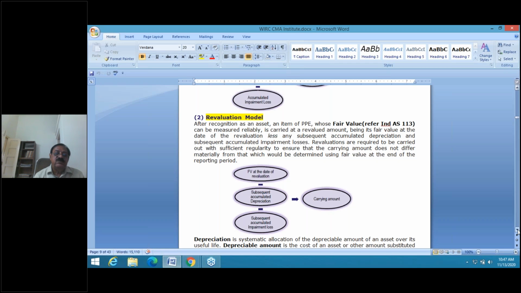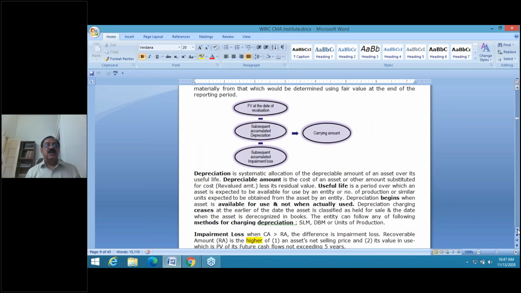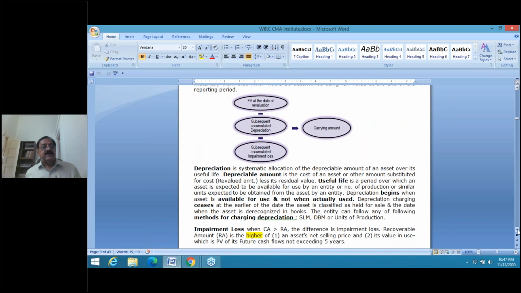Revaluations are required to be carried out with sufficient regularity to ensure that the carrying amount does not differ materially from that which would be determined using fair value at the end of the reporting period. That means every year you have to go for revaluation as per fair valuation, and the carrying amount should not materially differ, otherwise you have to revalue it again. So after revaluation, on the new value you will provide depreciation, and you will always test for accumulated impairment losses, and after deducting those you will show them in the books of accounts.